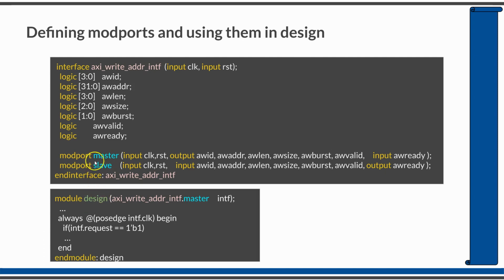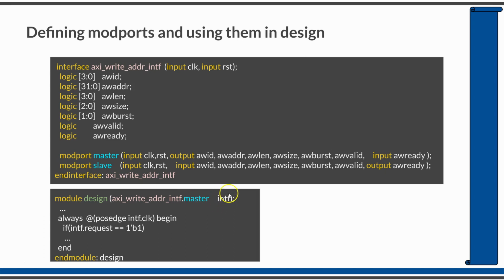And when you use this modport in a design, assume in this case your design is a master design. So you want to use this interface in the master direction, where all the signals are outputs and this ready is an input. In that case, in the design or the RTL port list, you will define interface.modport, AXI write ADDR INTF dot master, and then you will specify the local interface instance name.